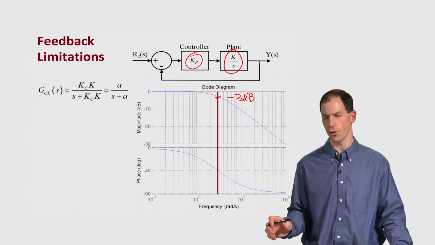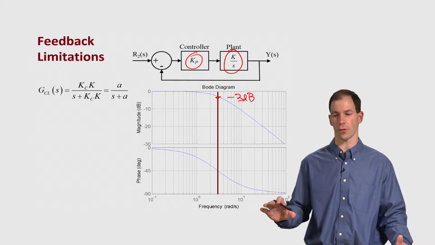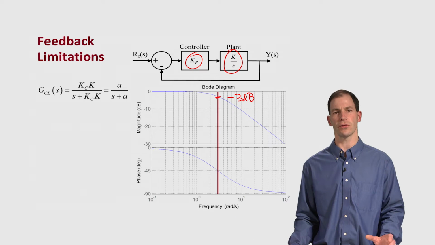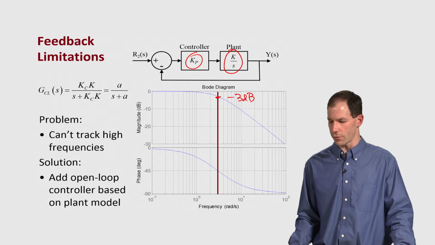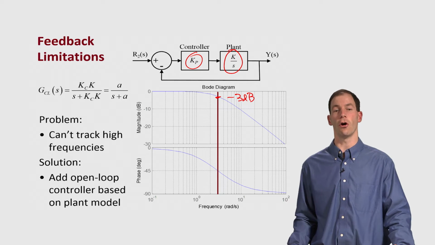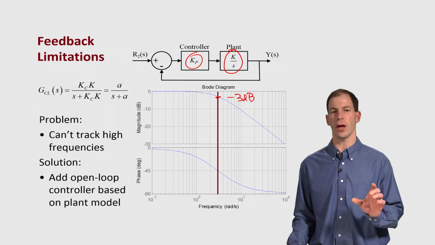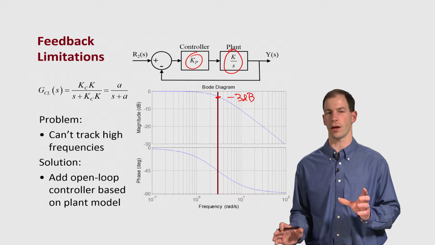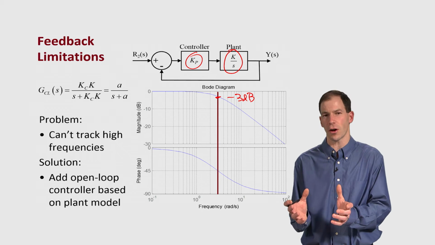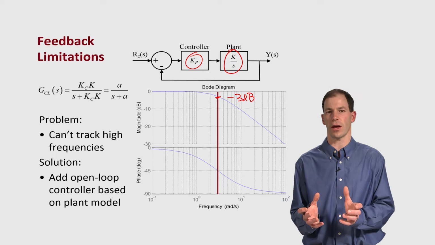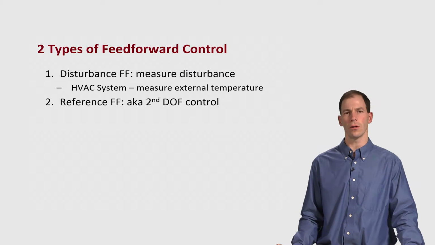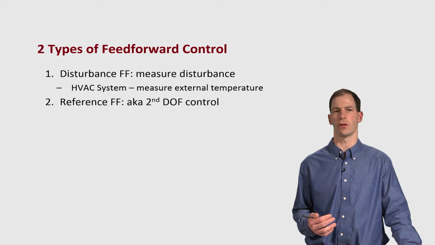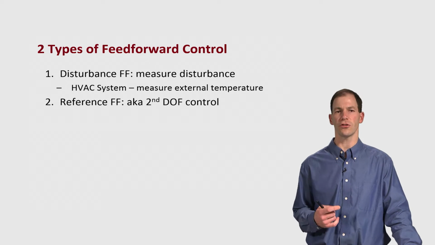Well, how do we improve the performance of our system at those higher frequencies? This is where we need a different type of controller, since we can't track these high frequencies. What we're going to do is add an open loop controller, which is now based on knowledge of our plant. With that feedback controller, we didn't need to know very much about our plant. We're now going to design a controller where we need a great model of our plant. So this is called a feed-forward controller. This is basically an open-loop controller. There are two main types.